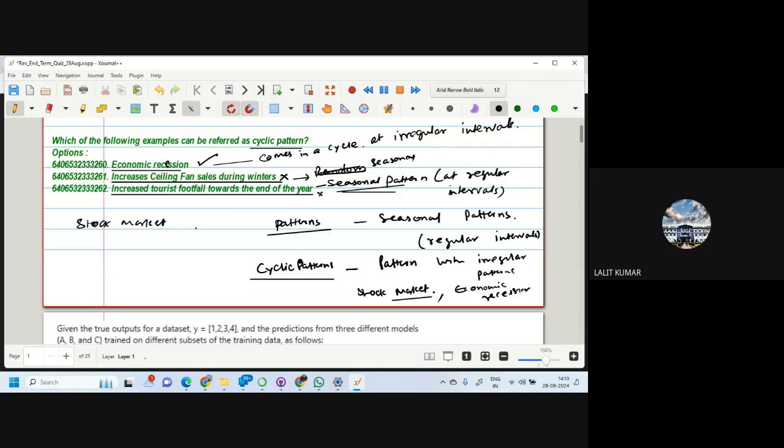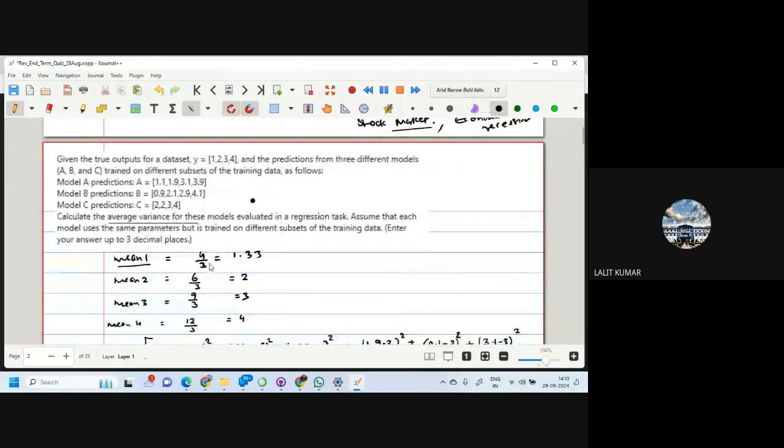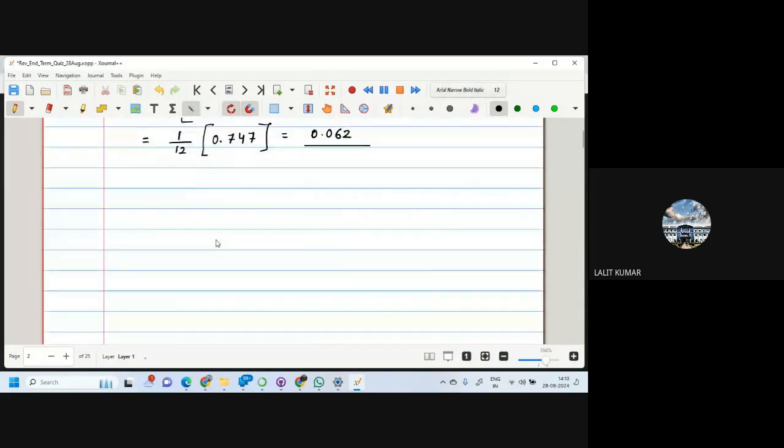Stock market crash. Then, you can say, anything like COVID. These kinds of diseases keep on coming, but at irregular intervals. This is a question which I had solved for DL.